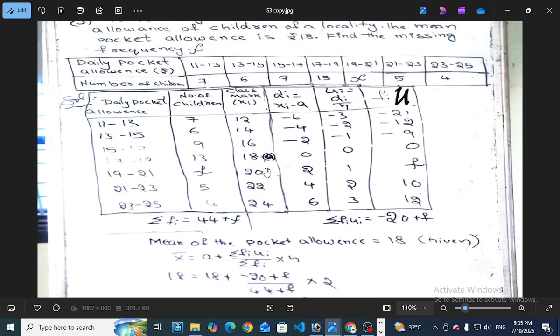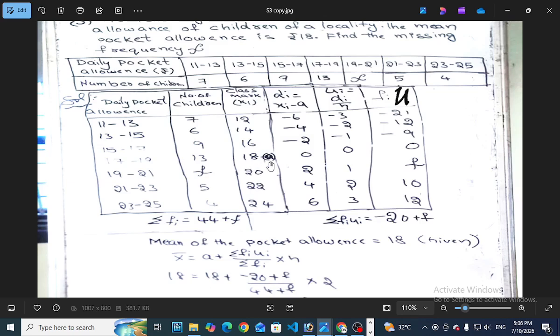And next, as I have told you, the data is small in size, but I am going for the step deviation method. For the step deviation method, the deviation is required. To find the deviation, one assumed mean is required. That is why I am taking 18 as the assumed mean. If you observe the frequencies, F is the unknown one, but 13 is the maximum frequency. That is why I am taking 18 as the assumed mean.